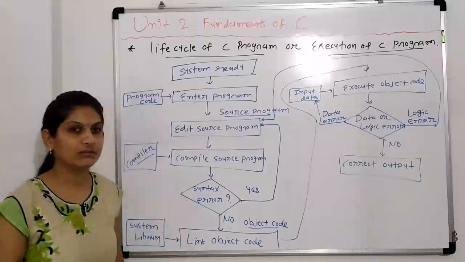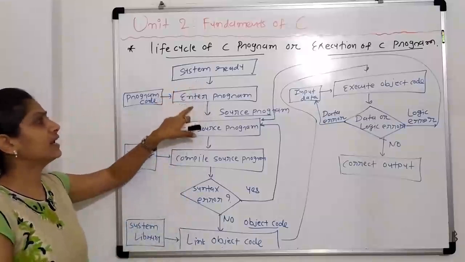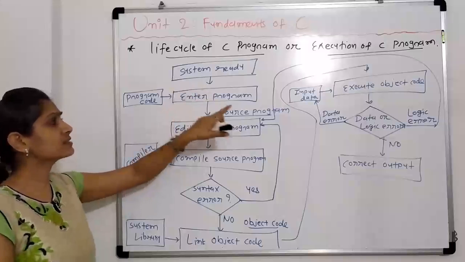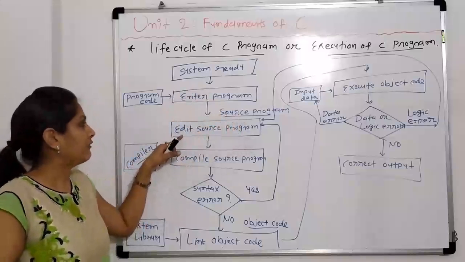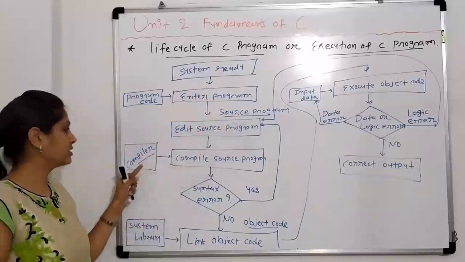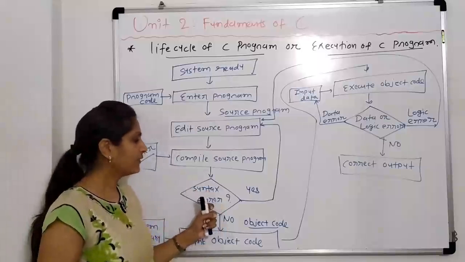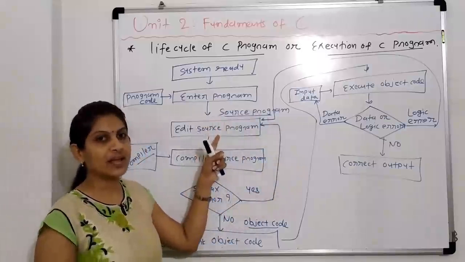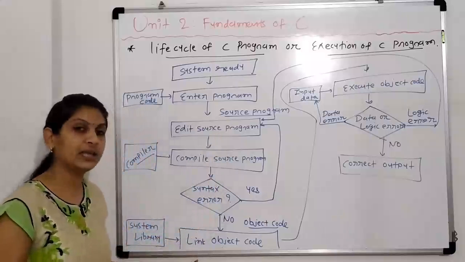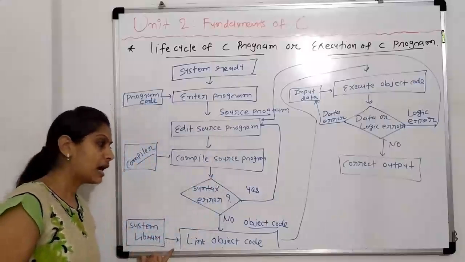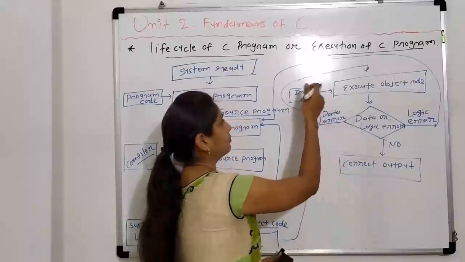Let us recall. First step is what? Check whether the system is ready or not. If it is ready, then enter our program. Now it is converted into a source program, and we can edit it also. After editing, we have to compile using the compiler. The compiler checks whether there is an error or not. If there is an error, then go to the edit part and make the changes in the program. If there is no error, then link with our system library. After the linking part, we have to execute our program using input data.